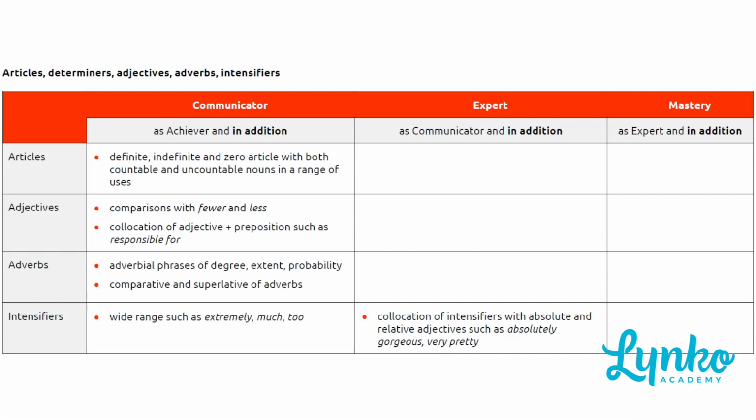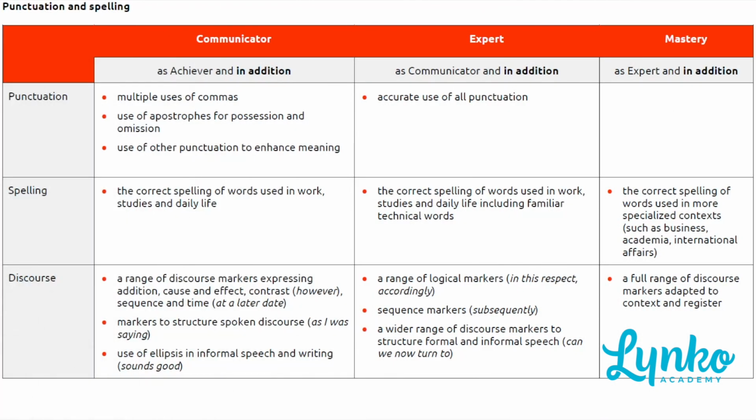You should be able to use adjectives and adverbs freely, and also some intensifiers such as words like extremely, much, far, too, and so on. At this level, you should also show a range of discourse markers expressing different functions such as addition, cause and effect, contrast, sequence, and time. Remember that what belongs to level B2 is everything from levels A1, A2, and B1 plus a little bit more.